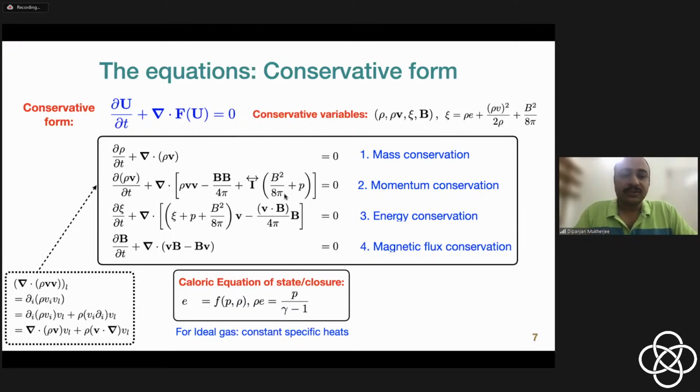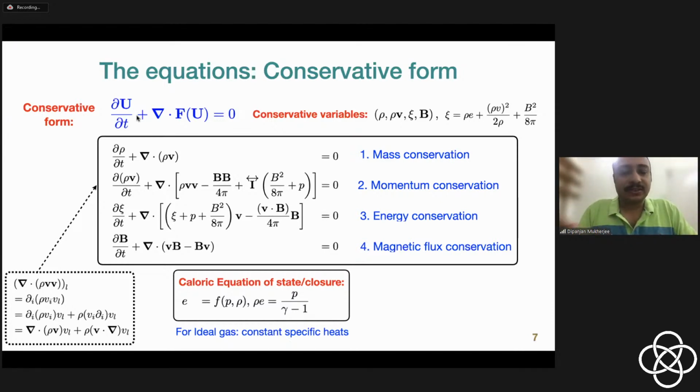Why is this conservative? Because what it shows is the rate of change of some quantity inside a volume is directly related to the flux of that quantity. So this can easily be transformed using Gauss's theorem to fluxes of these quantities over a surface. So if you have zero flux over a surface, you just perform a surface integral using Gauss's theorem, then the quantity inside will not change.